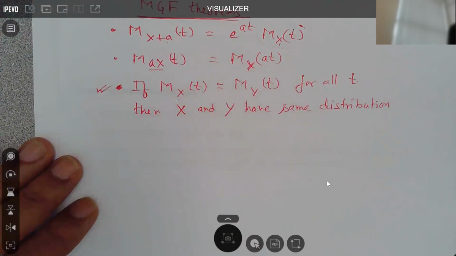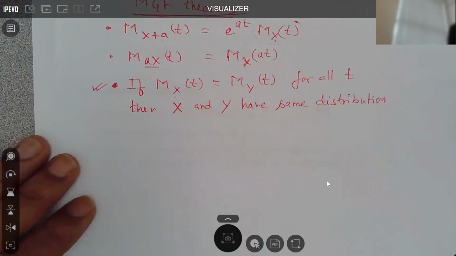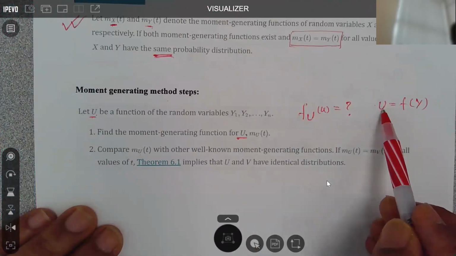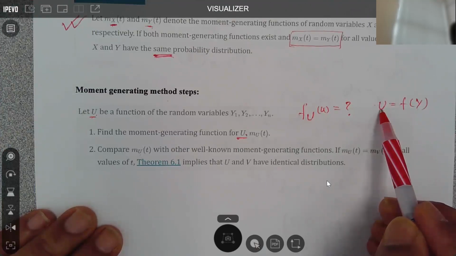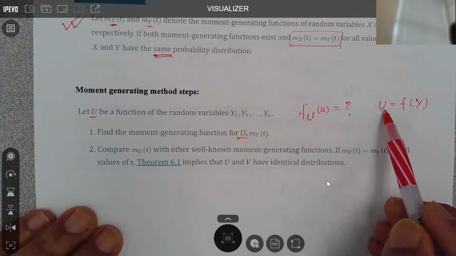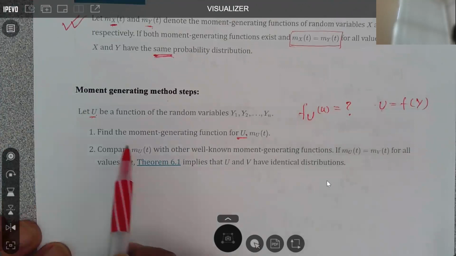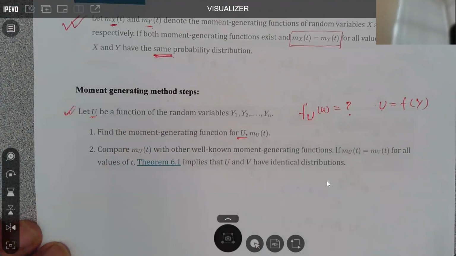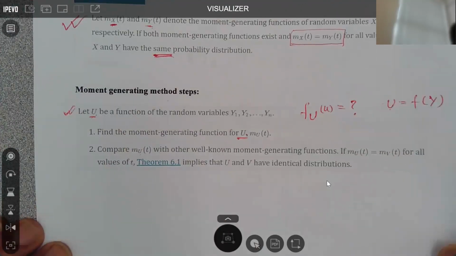You understand? So the idea here is that you have a function of y, that is u, and you find the moment generating function for this u and compare it with some standard known distribution. Then you will know the distribution of the new random variable u. You get it? So these are the steps you will be doing for this density function. Now let's go ahead.